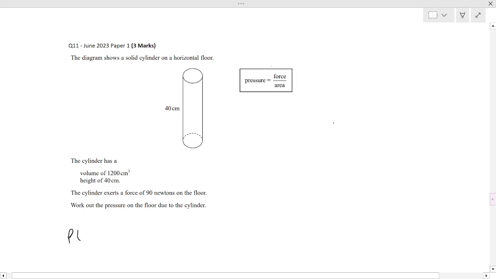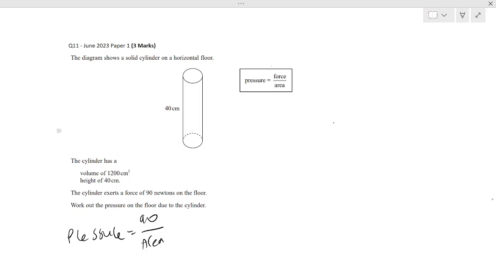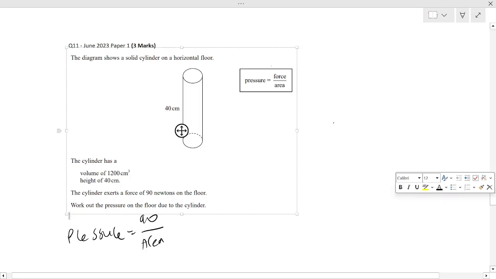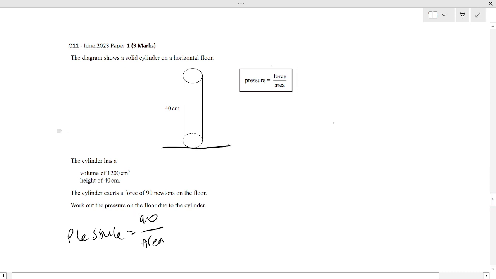Okay, so first I'm just going to say pressure is going to be force. Well, force is 90, isn't it? Over area, but we do not know the area. But we are given some measurements of the cylinder, and we know its volume, don't we? Well, what area are we dealing with? If this is on the floor, imagine this would be upright, wouldn't it? The cylinder. So it would be this circle on the base that would be interacting with the floor. So whatever face of a solid like this is interacting with the floor, that's the area we're interested in.